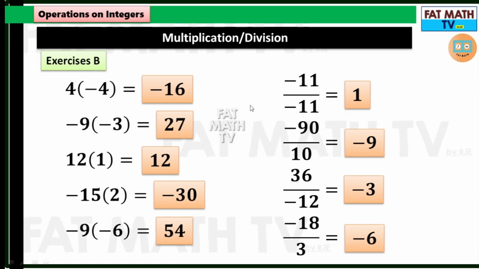So if we are multiplying or dividing integers with the same sign, the answer is positive. If we are multiplying or dividing integers with different signs, the answer is always negative.